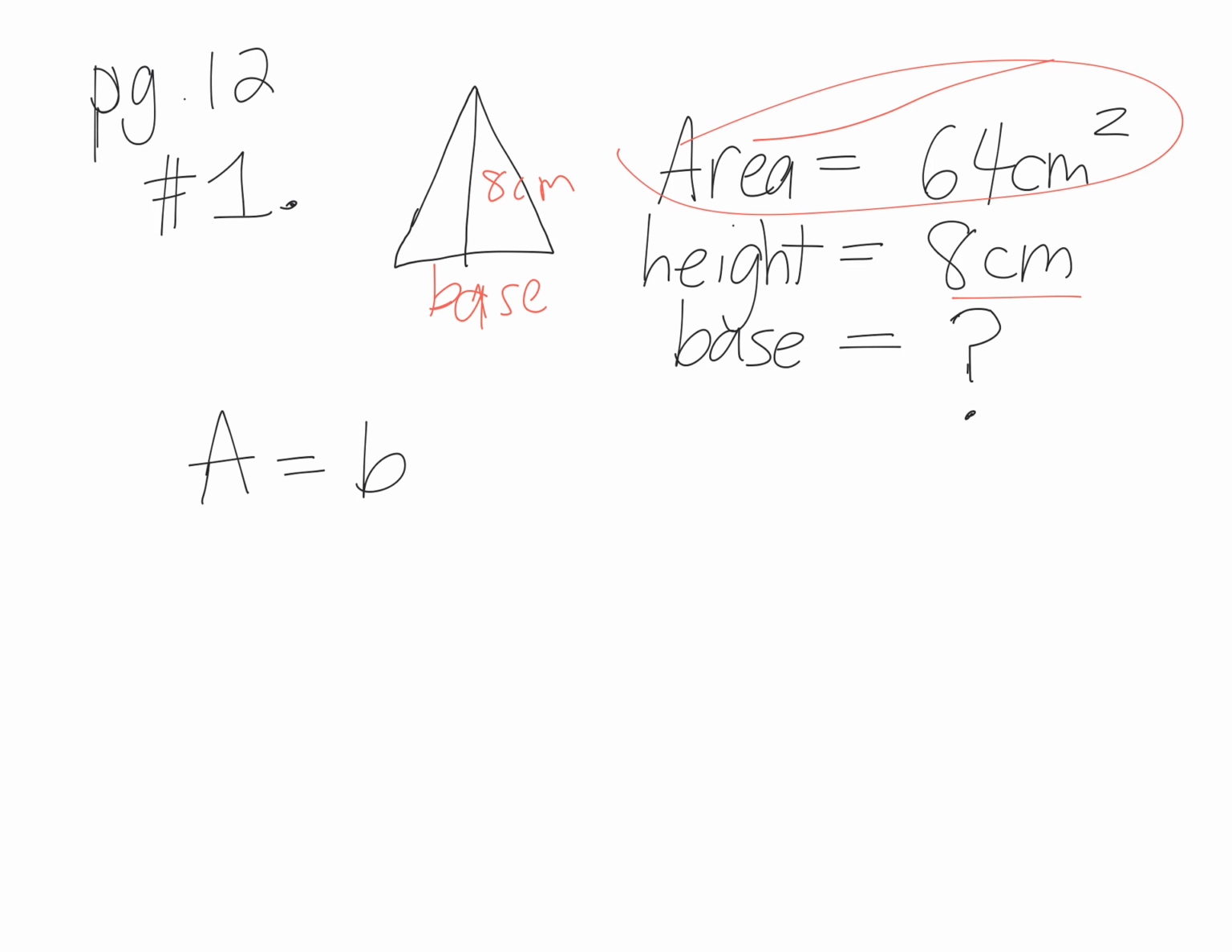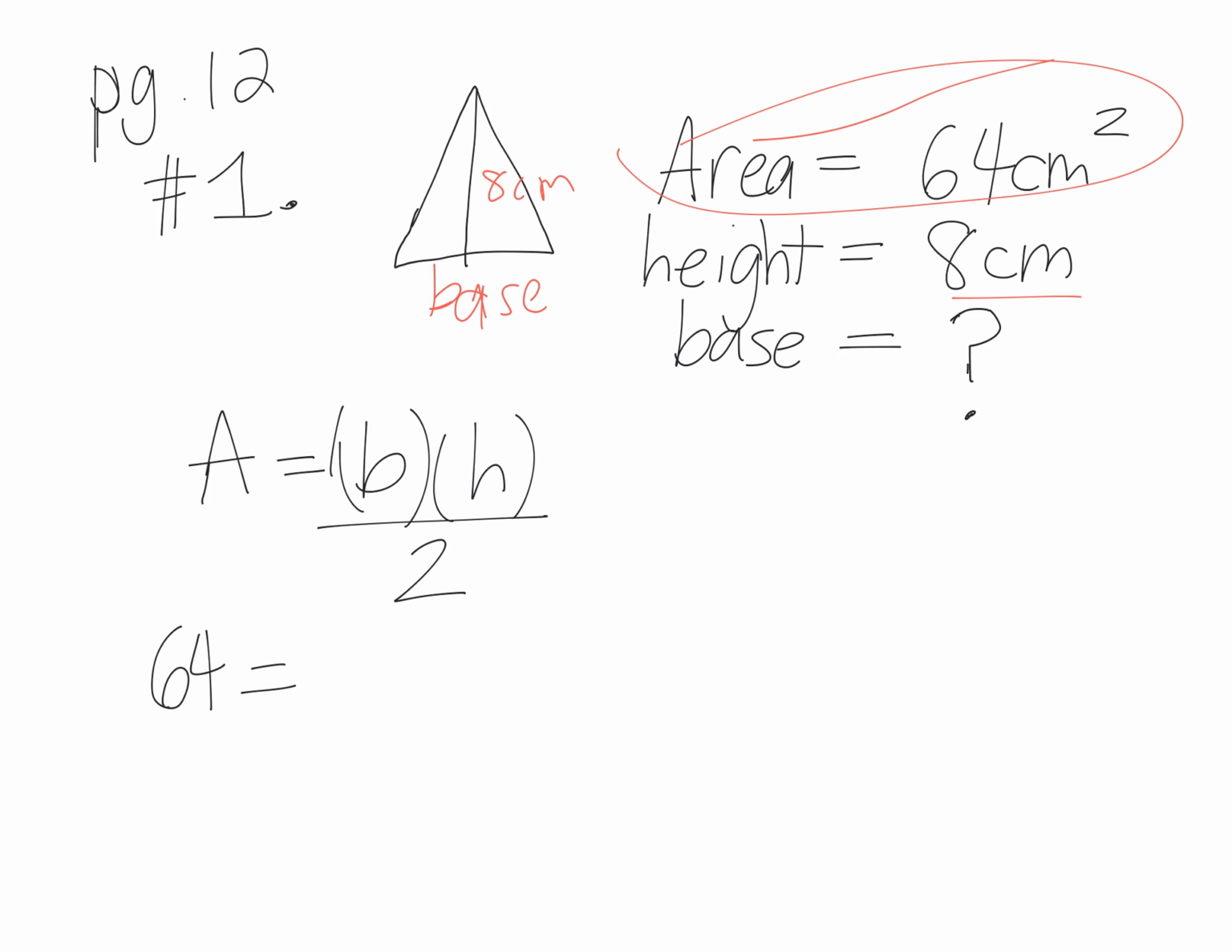Good. Base, I'm going to write brackets, times height divided by 2. Okay, now we have to work backwards. Do you know the area of the triangle? No. Yeah, 64. So I'm going to write 64 equals, right? The area is 64, so 64 equals.